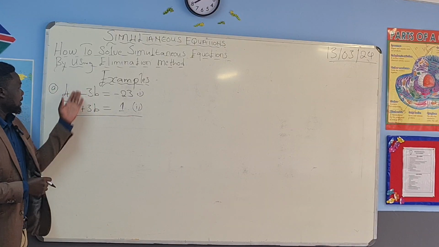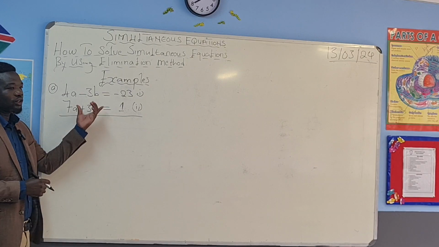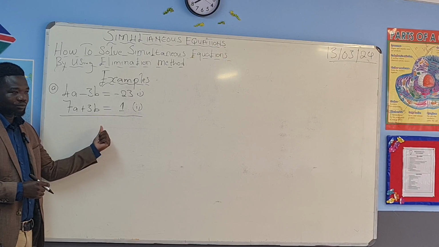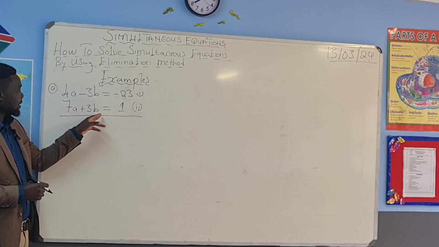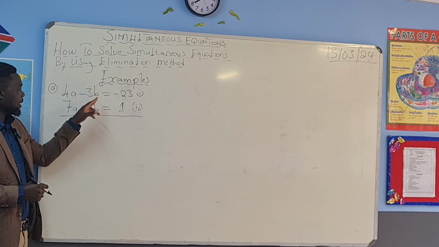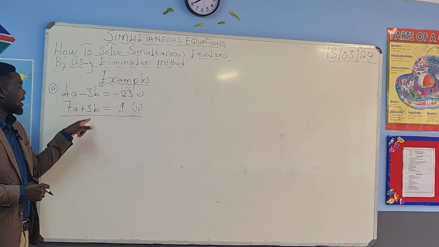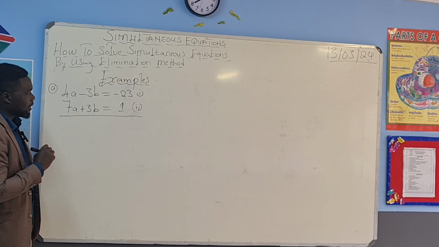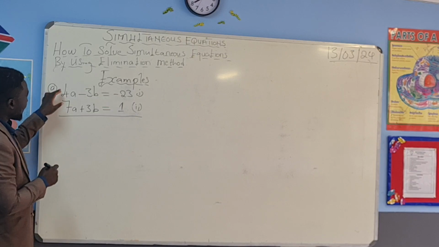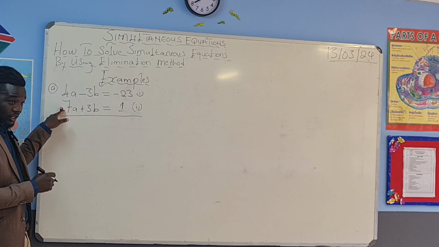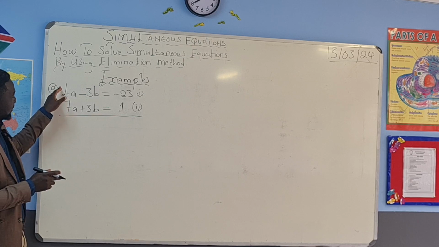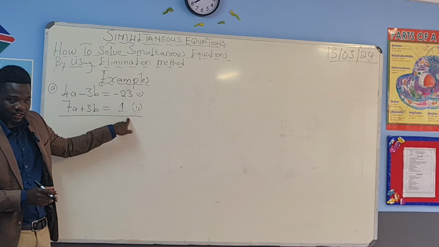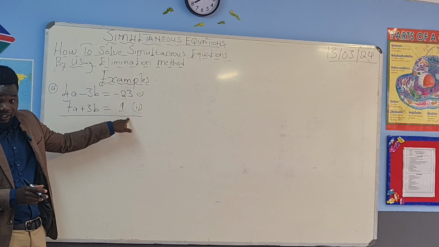Look at these equations that we have. We have something similar here that will help us eliminate. If you look at negative 3b and positive 3b, what we do is add this plus this, and then we add this plus this, and also this plus this.